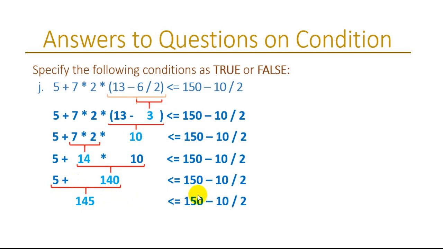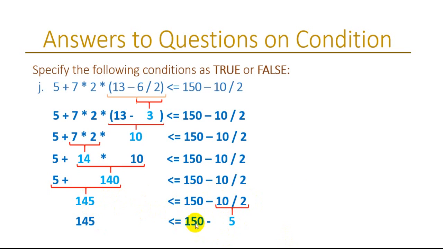Now we go to the right side. So the right side expression, 150 minus 10 divided by 2, minus and division. Priority goes to the division. If you are not sure of it, you look at the bottommost rule I did in the previous videos. Okay. So this has to be done first. 10 divided by 2 is 5. And then we'll write the rest of the condition. 145 less or equal to 150 minus 5. That is 10 divided by 2 has become 5.